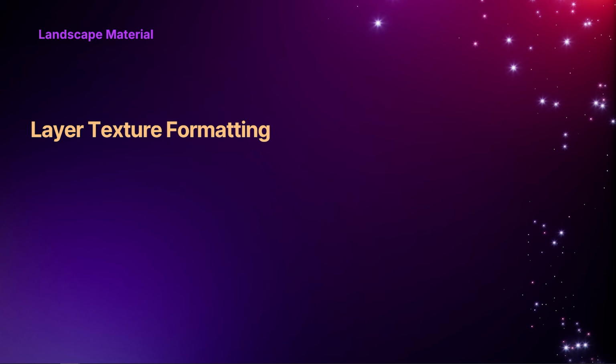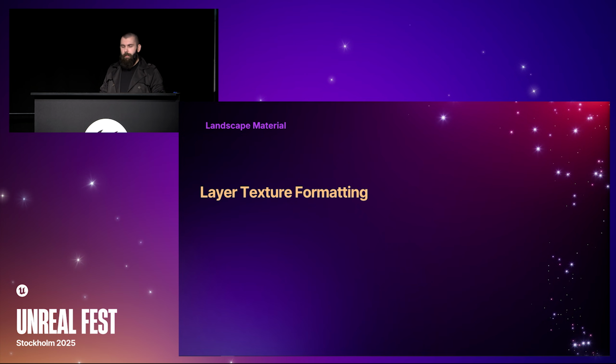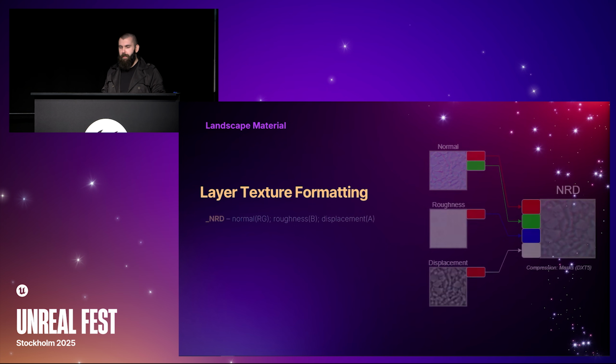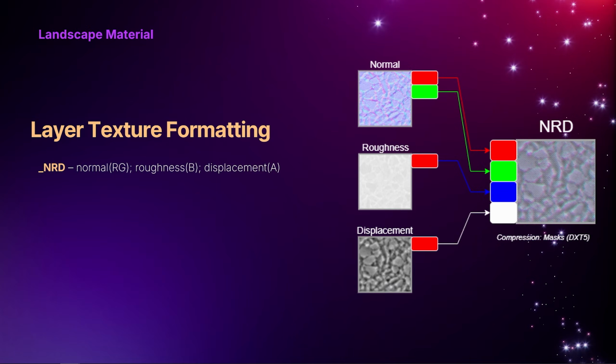What we did to curb that was a different formatting of our textures. Before we went to the virtual texture pipeline, we used 3 textures per layer, and we used 6 texture samples per layer, so each texture was sampled 2 times. But the new texture that we formatted, we call it NRD. Normal info goes to the RG of the texture, the roughness goes into the blue channel, and the displacement goes into the A channel. With that, we went down from 3 textures to 2 textures per layer.